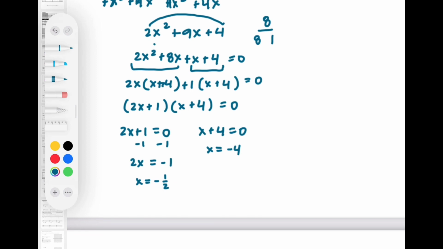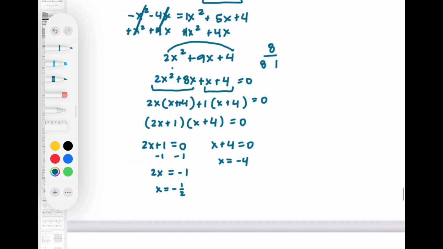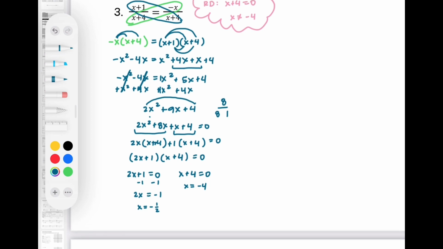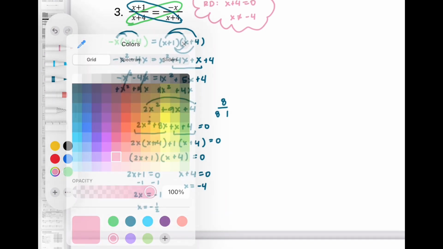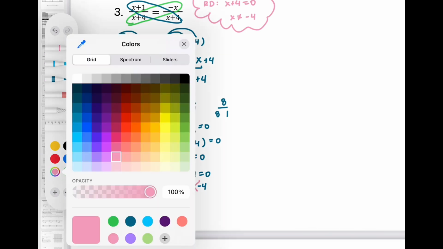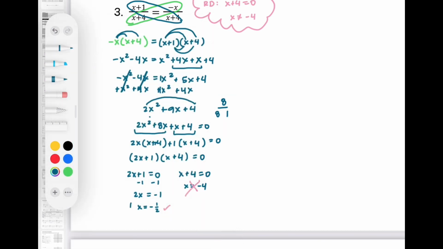So you can look now, we have to check against our restricted domain. So our restricted domain was x cannot equal negative 4. Since we got that as one of our solutions, we have to cross that one off because it's actually not going to work. But negative 1/2 will work because it's not negative 4. So we're going to go ahead and only have one answer, even though it looks like we had two.